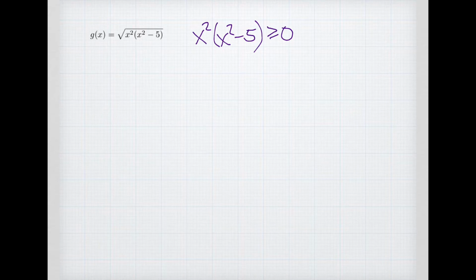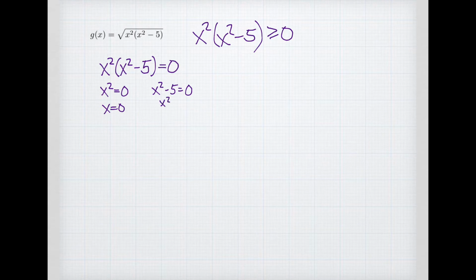I'm going to solve this inequality by sign analysis. I start by solving the equation. X squared times x squared minus 5 equals 0. And I get two possibilities, either x squared equals 0 or x squared minus 5 equals 0. X squared is 0 when x is 0, and I solve x squared minus 5 equals 0 by isolating the x, and I get plus and minus the square root of 5.